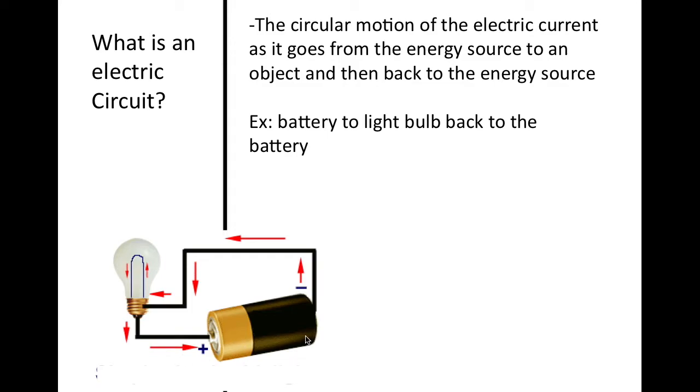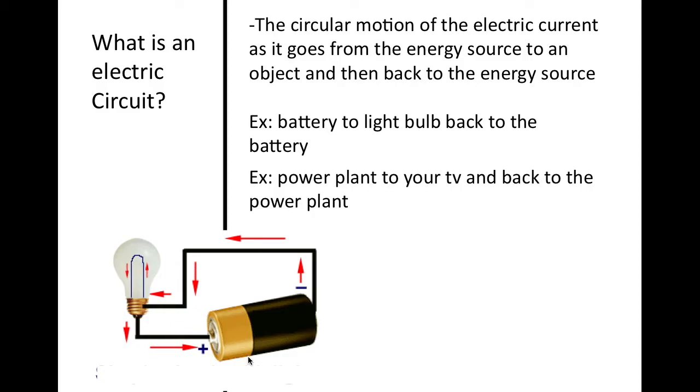It is a circuit, and so the electrons are being excited by the battery, which is the energy source. It's exciting the electrons, and then it's pushing the electrons through the wire into the light bulb, and then the electrons go back to the battery. But remember that it travels from a negative to a positive side because there's that potential difference. This is an example of an electric circuit.